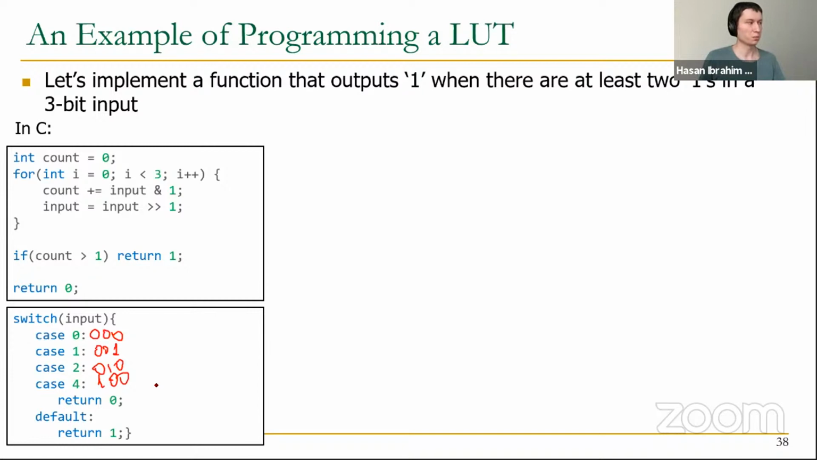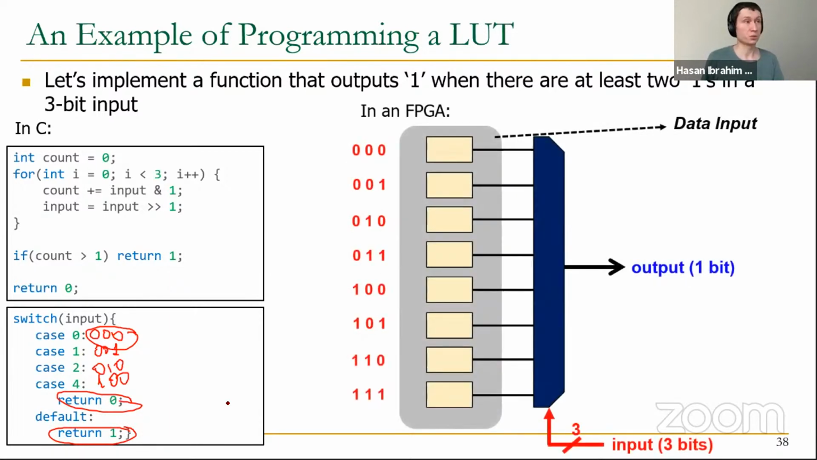So basically, another way of implementing this in C will be using a switch case statement, where we just hard code all values that have 1 or less than 1 in them. In that case, the return value will be 0. Otherwise, it will be 1. Okay, so how we implement this in hardware, or in this lookup table by programming the lookup table, will be more similar to the second approach in C. And we will basically hard code all values here that we want to be output depending on what the input bits are. So it's pretty straightforward.